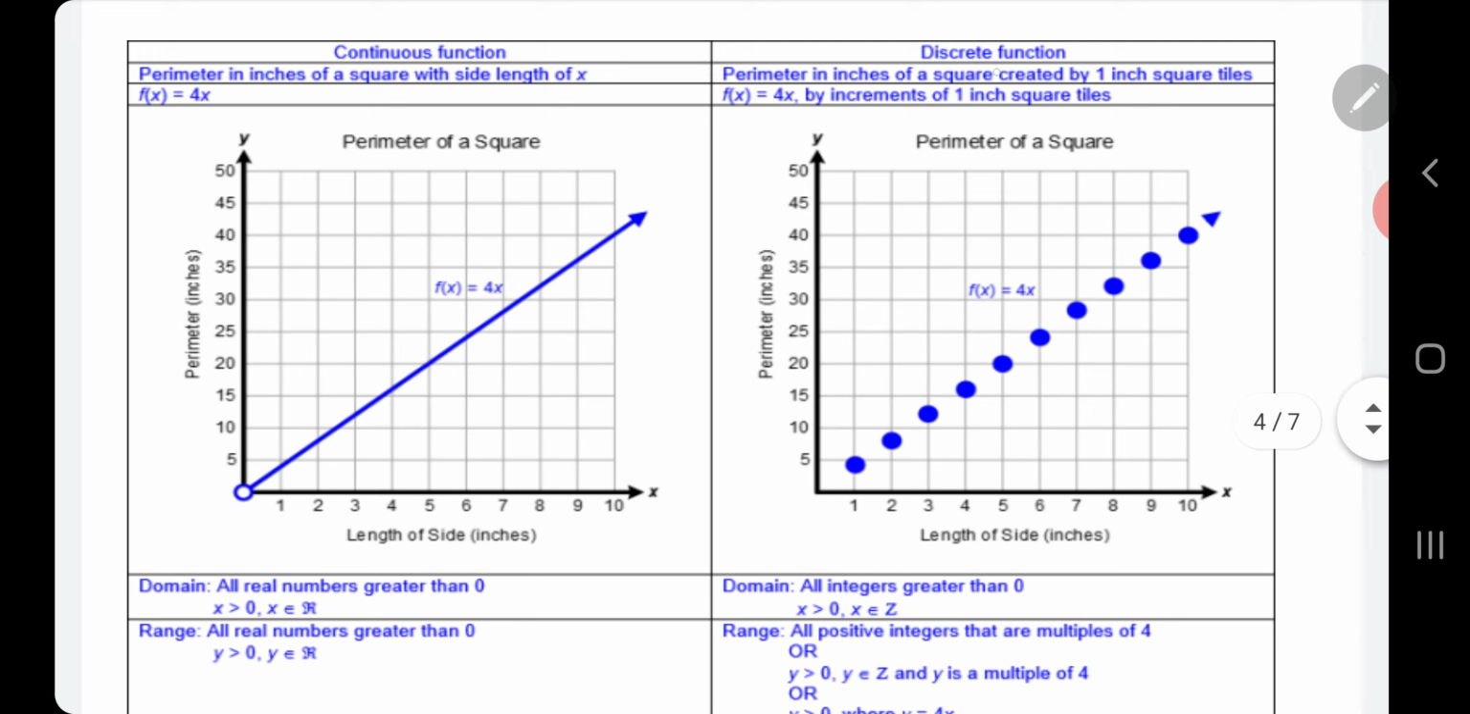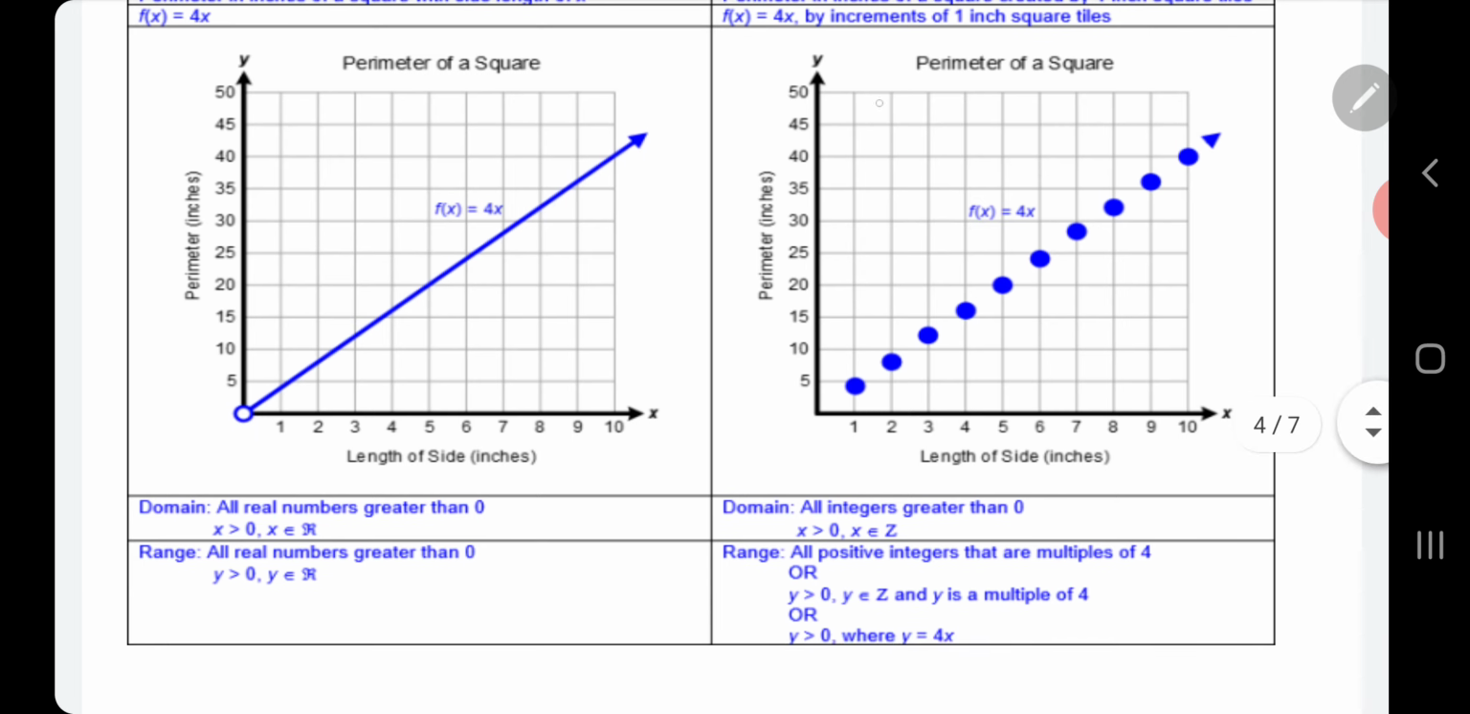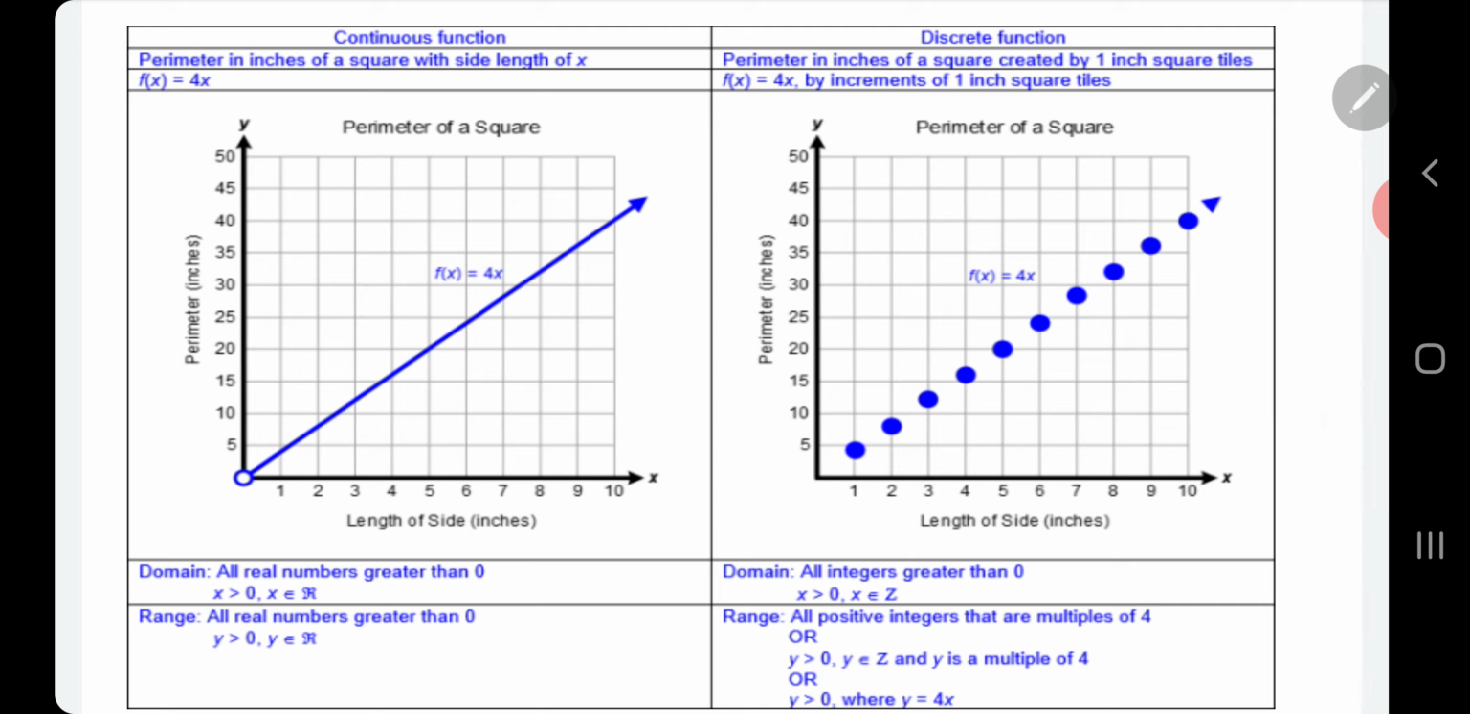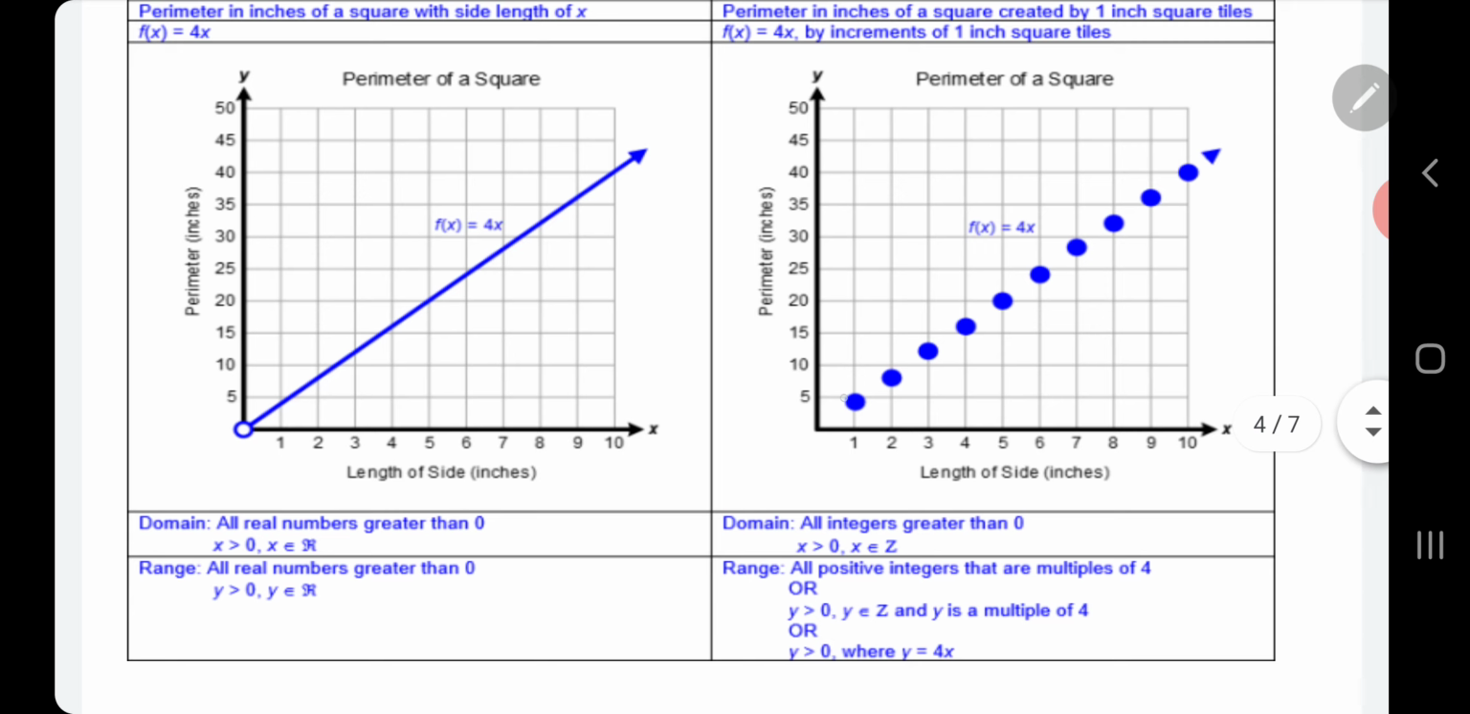Okay, we got a discrete function here. It's the perimeter in inches of a square created by 1-inch tiles. So you would use kind of the same function f of x equals 4x, but you have to go by increments of 1-inch square tiles. So what that's pretty much saying is our length has to increase by 1 each time because we're using these 1-inch square tiles. So when we go over to 1, we get a 4. When we go over to 2, we get an 8. 3, we get a 12, 4, 16, and so forth forever.